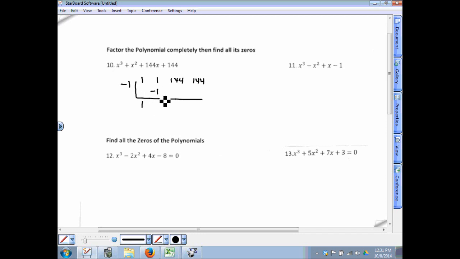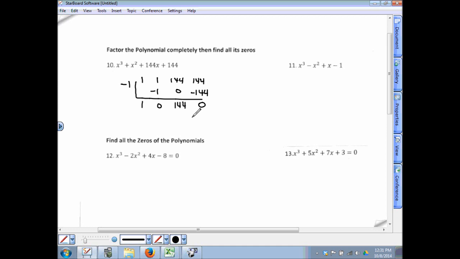Drop down the 1, multiply, add. Now, we have -1 times 0, which is 0. 144 plus 0 is 144. Times -1 is -144. And we get 0.